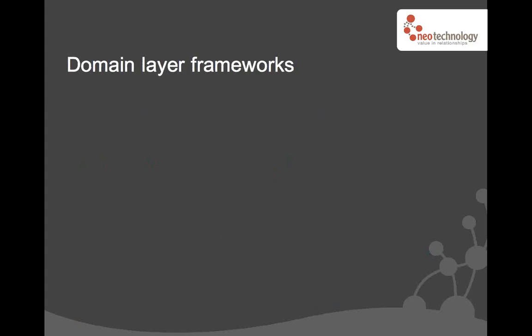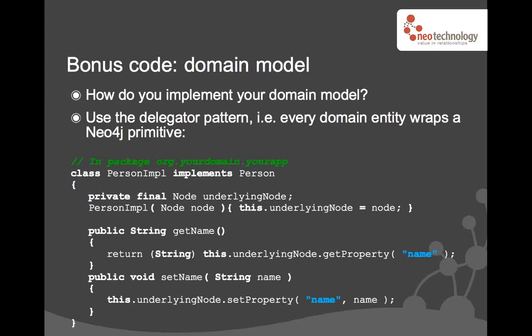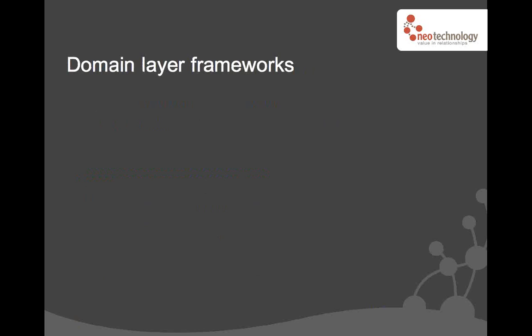So after a while, though, this becomes a little bit tedious because, as you can see here, there's some repetition of code. There's some repetitive code. Underlying node get property, underlying node set property. We're going to have to do that for every attribute. So there are a bunch of domain layer frameworks that intend to automate this.